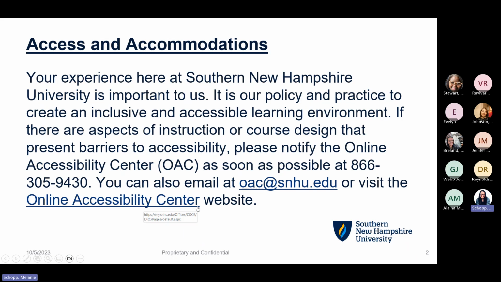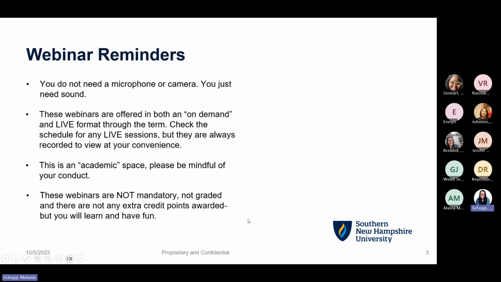First and foremost, your experience here at Southern New Hampshire University is important to us. It is our policy and practice to create an inclusive and accessible learning environment. If there are aspects of instruction or course design that present barriers to accessibility, please notify the Online Accessibility Center, the OAC, as soon as possible at 866-305-9430. You can also email them at OAC@snhu.edu or visit the Online Accessibility Center website. If you don't know about this department yet, this team helps you as a student get accessible content in a way that works best for you. If you have questions, or want to see if you might be a candidate to work with them, please reach out to them because they are incredible to work with.